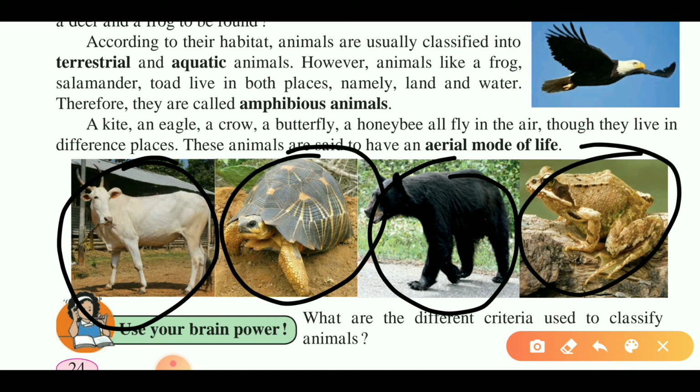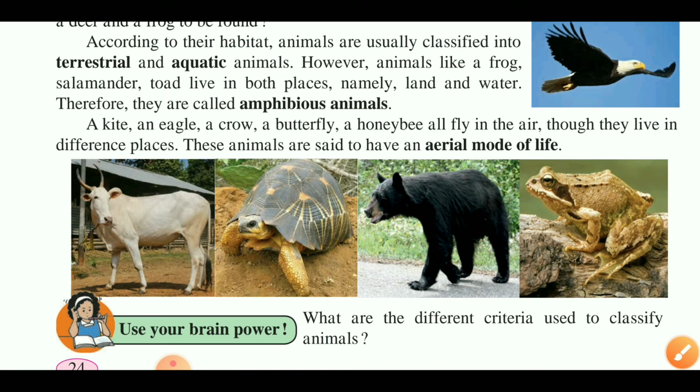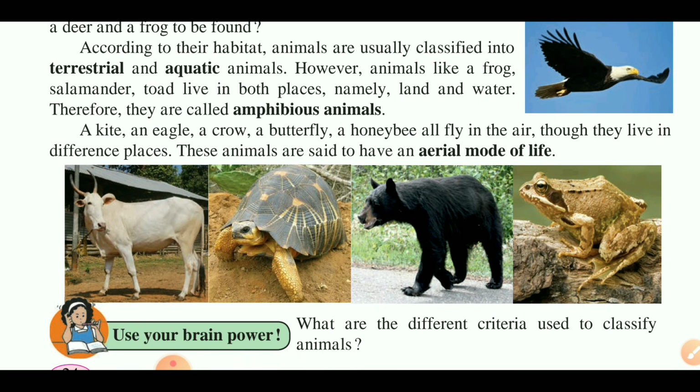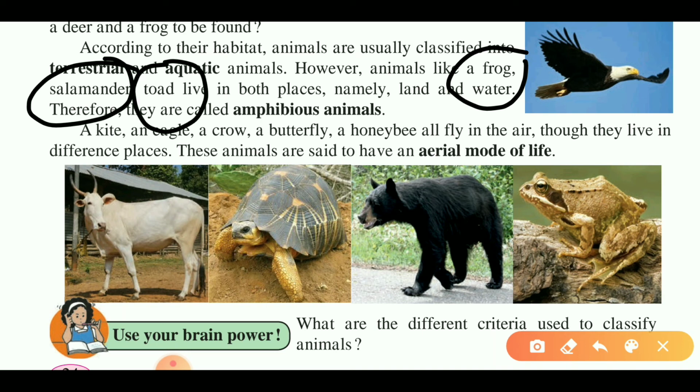These animals live on land. Therefore, terrestrial means animals living on land are called terrestrial animals, and aquatic means animals living underwater are called aquatic animals. However, animals like frog, salamander, toad live in both places, namely the land and water. Therefore, they are called amphibious animals. Which are the amphibious animals? You have to remember this: frog, salamander, and toad. These are the amphibious animals. Why are they amphibious? Because they live on land and in water.